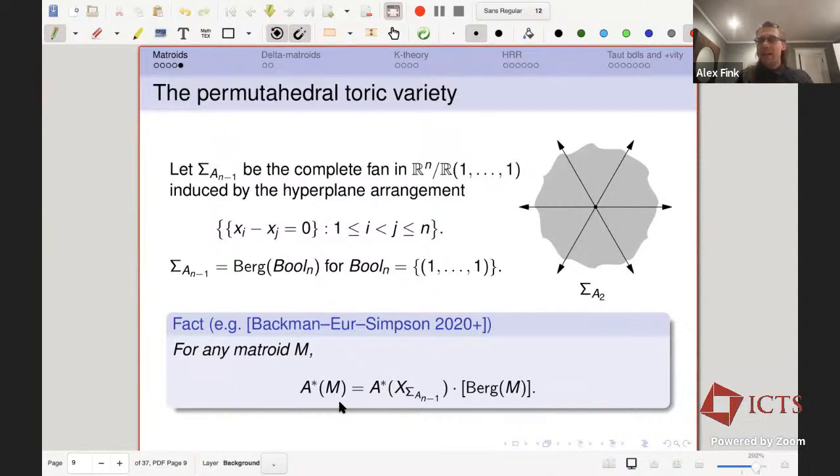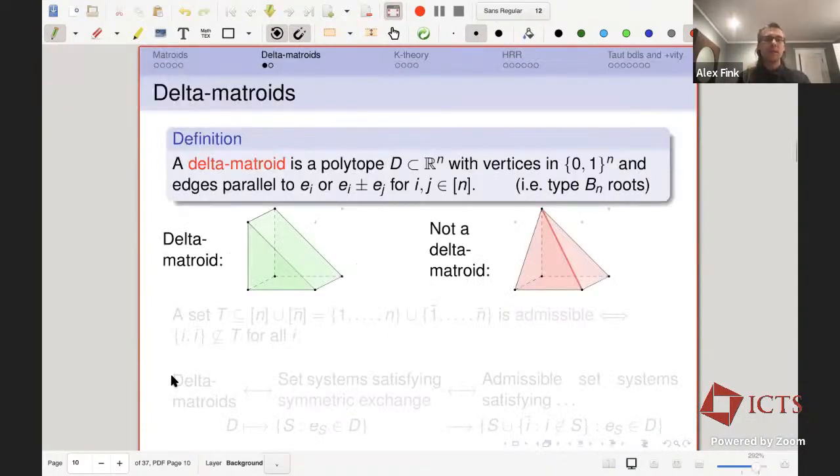Onto the type B half. So delta-matroids. What's a delta-matroid? Well, I said it's supposed to be a type B analog, so we change the type A root system to the type B root system and repeat the definition otherwise. So now we are looking at polytopes, which have vertices that are 0, 1 vectors, and the edges, well, there are a few types of directions, right? I can have edges parallel to the coordinate axis, e_i, or in direction e_i plus or minus e_j.